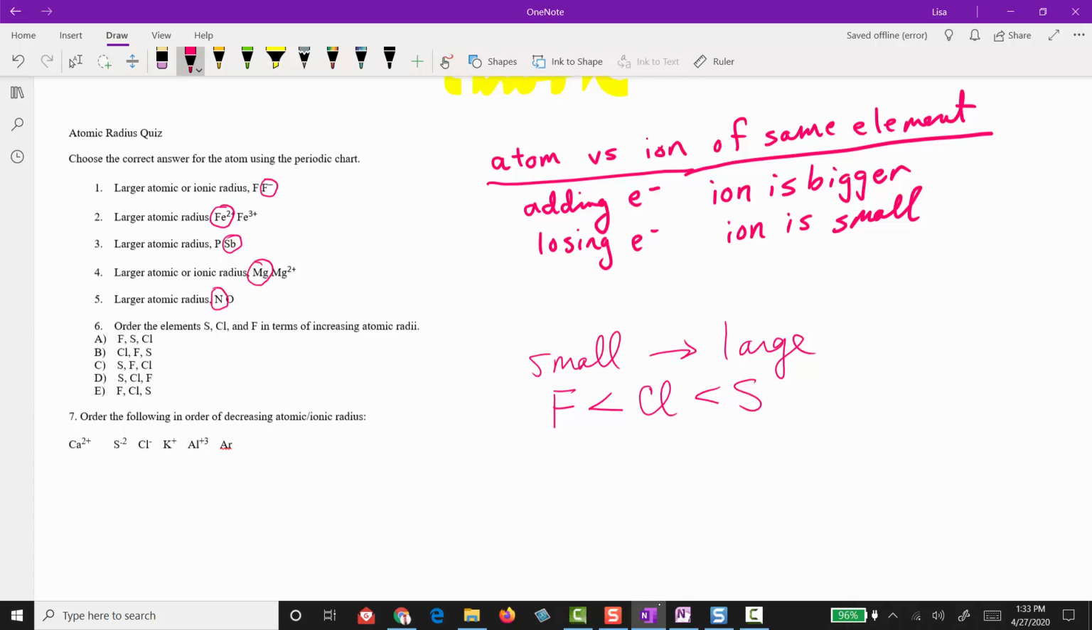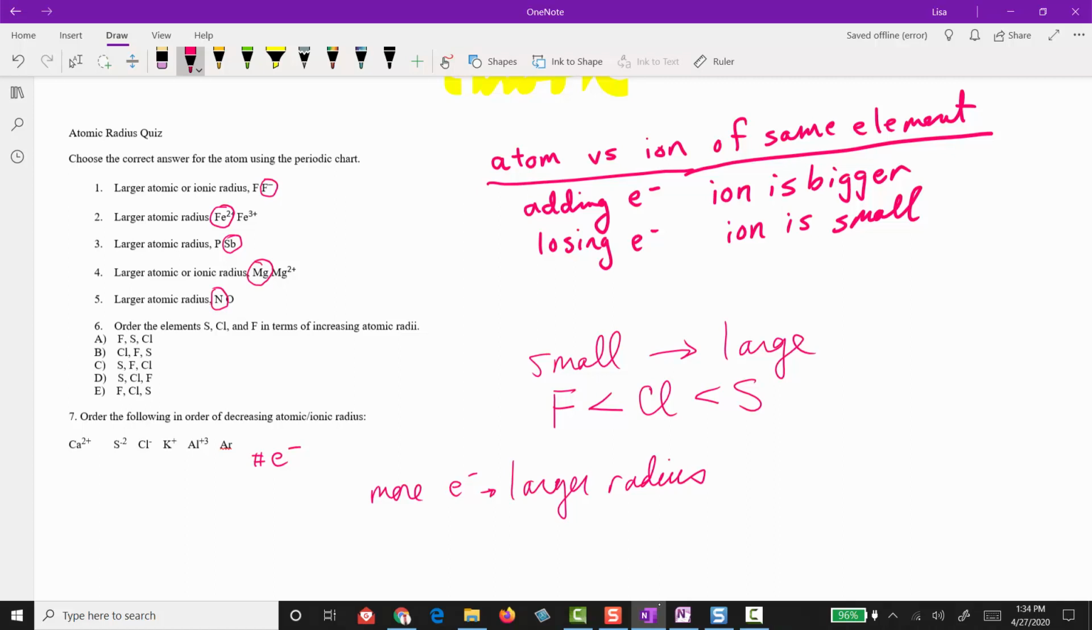Now looking at this, what do we do when we have a mixture of atoms and ions, and they're not ions of the same element? So all different hodgepodge here. The first thing we'd look at is number of electrons. So more electrons means larger radius.